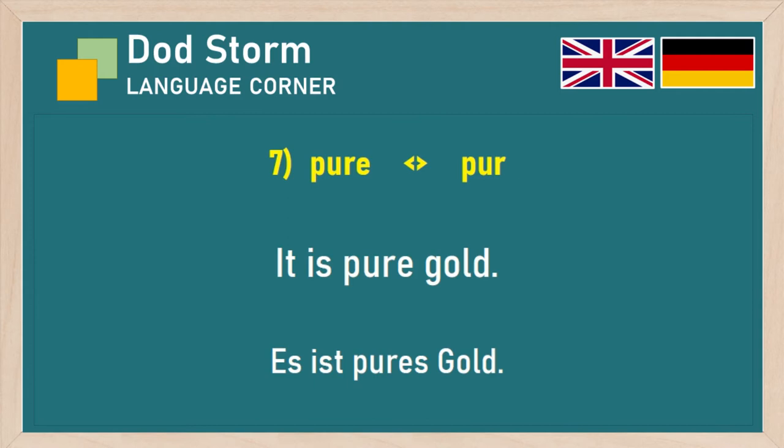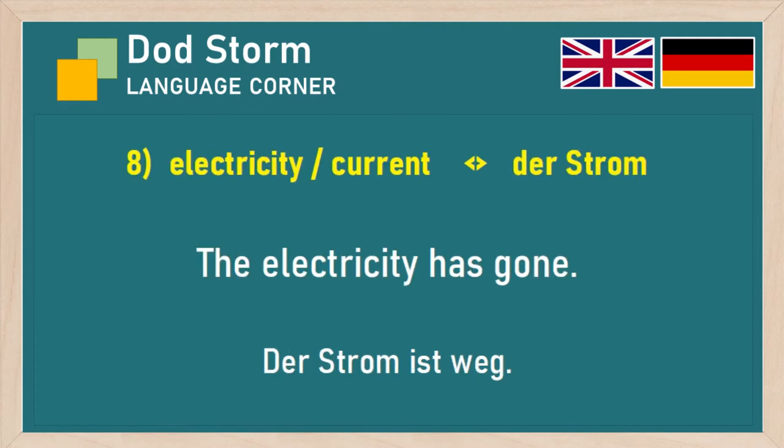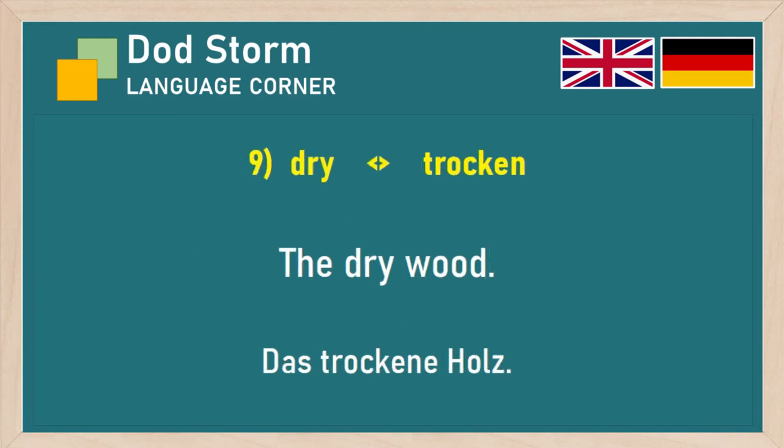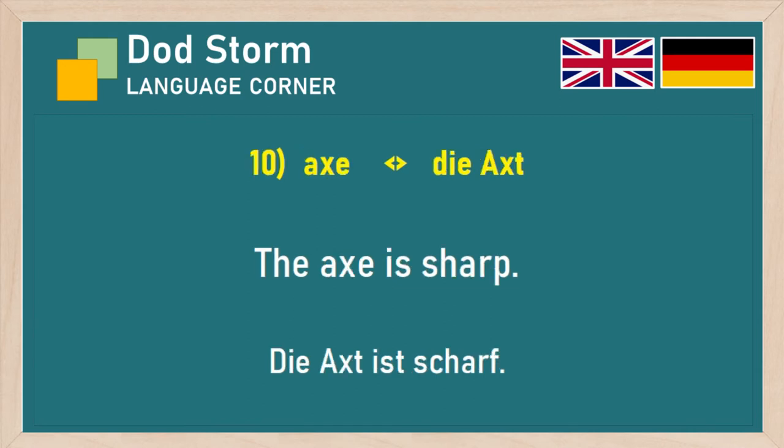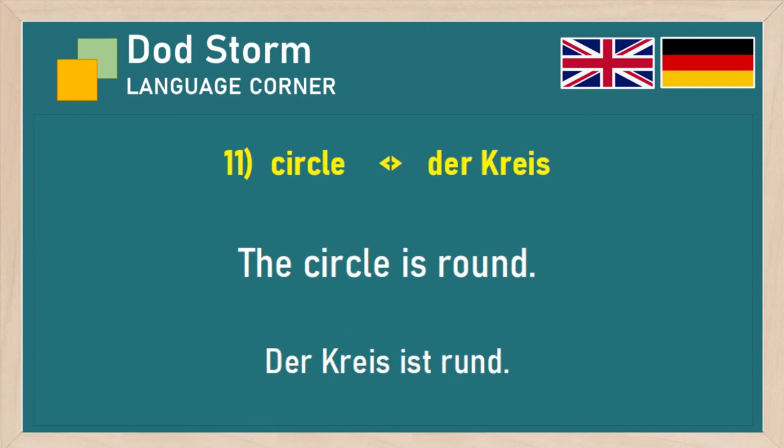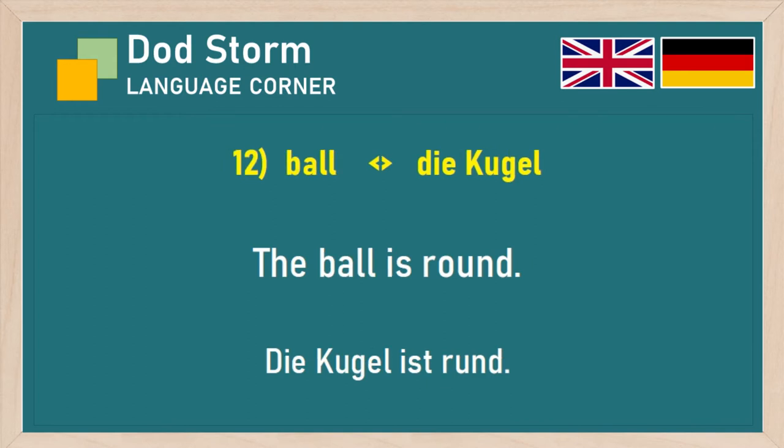It is pure gold. The electricity has gone. The dry wood. The axe is sharp. The circle is round. The ball is round.